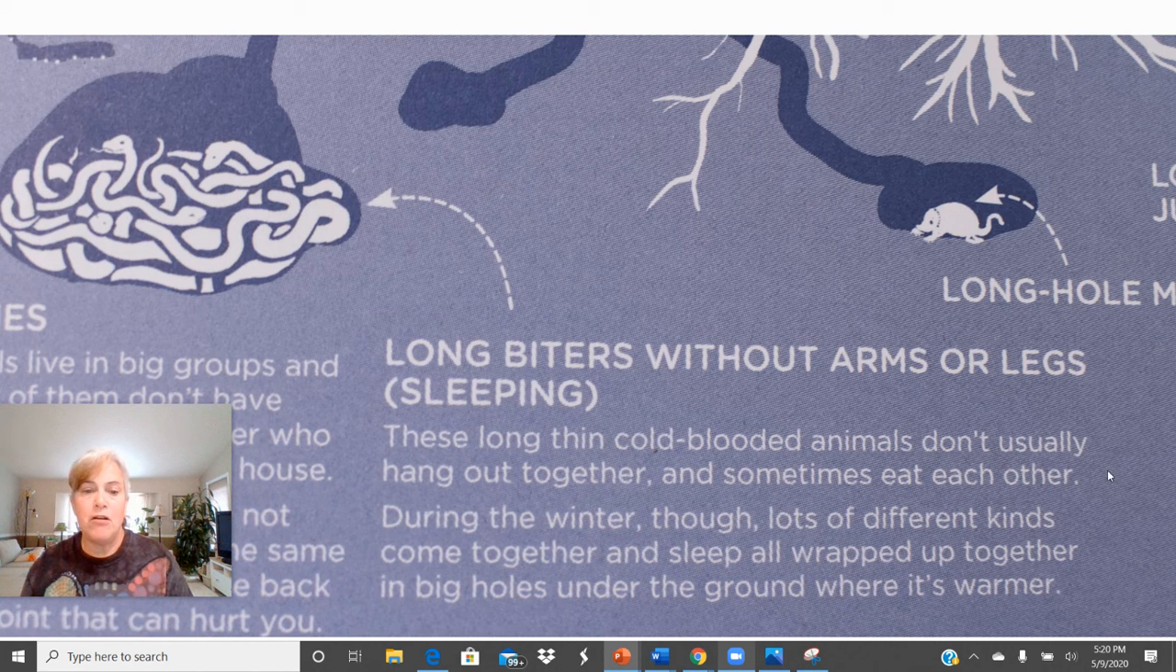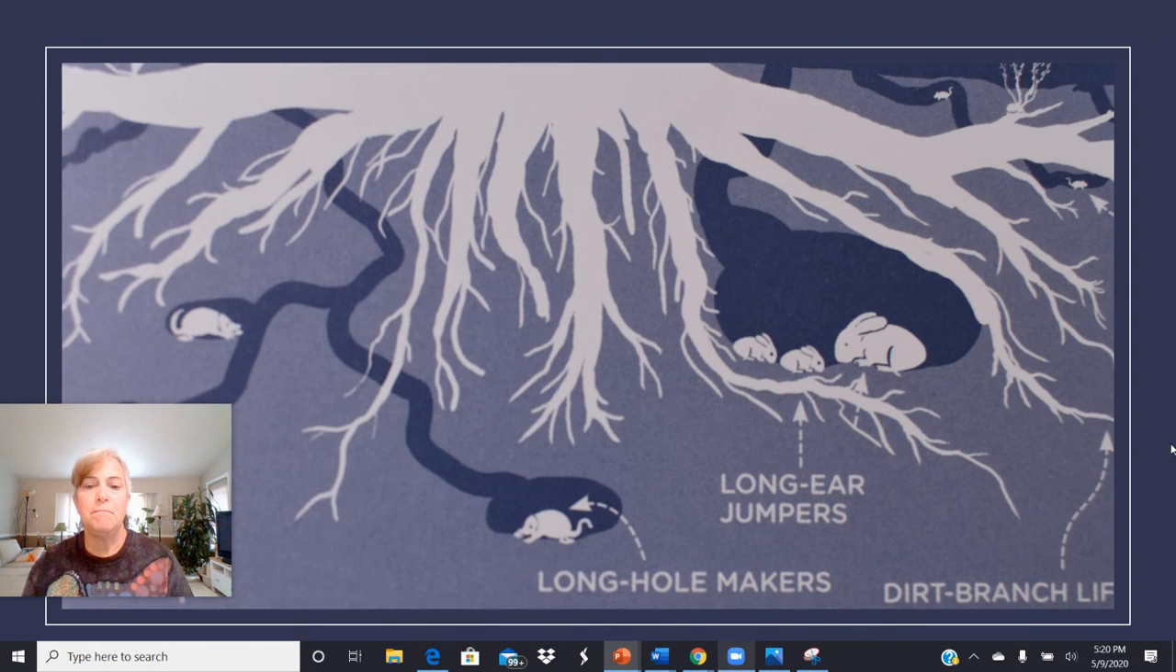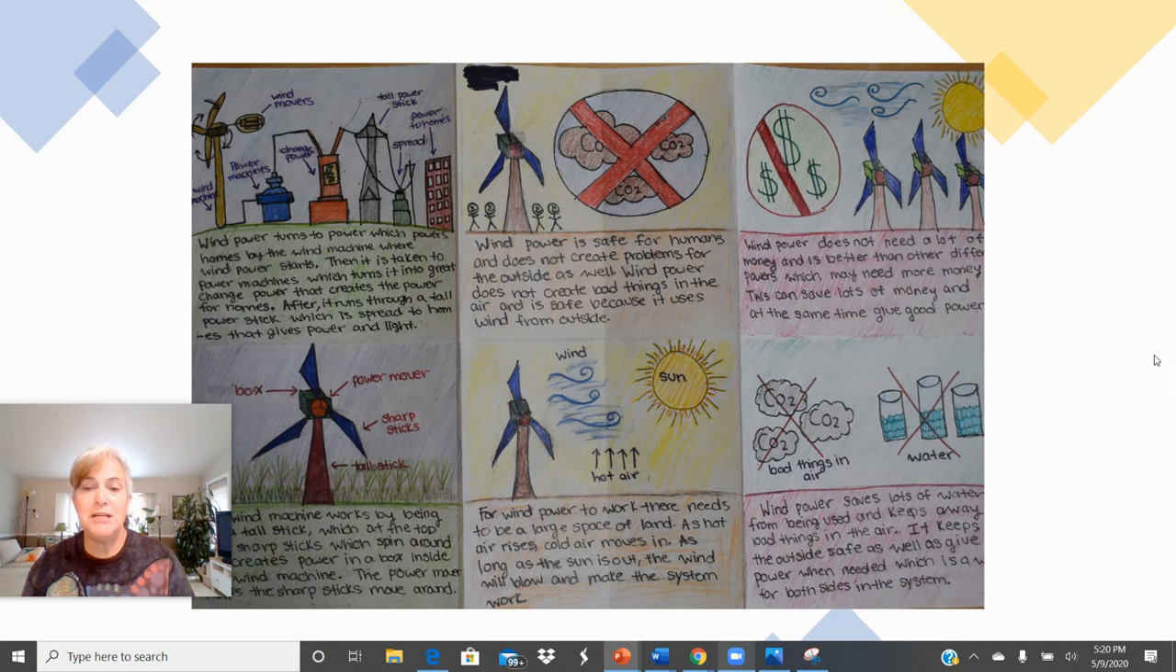Long biters without arms or legs, sleeping. These long, thin, cold-blooded animals don't usually hang out together and sometimes eat each other. During winter, though, lots of different kinds come together and sleep, all wrapped up together in big holes under the ground where it's warmer. Here's some long-eared jumpers and long hole makers. What might those normally be called?